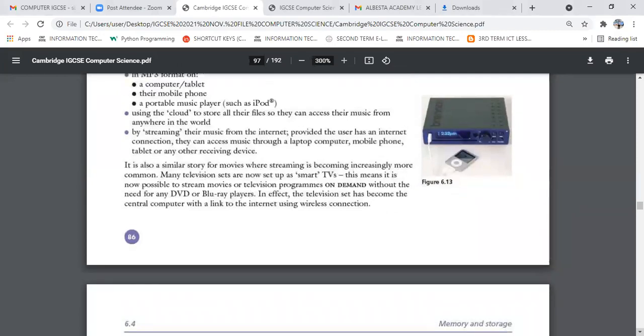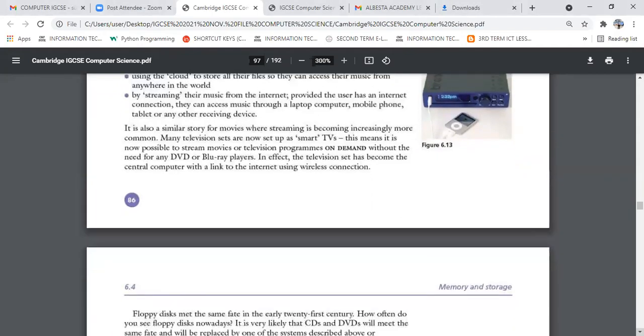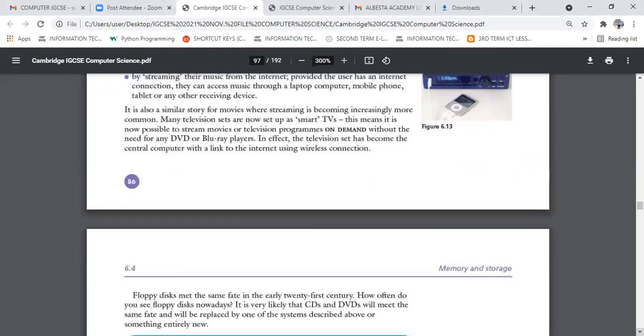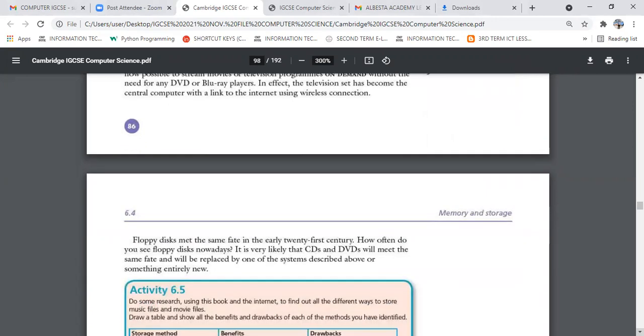It is a similar story for movies, where streaming is becoming increasingly common. Many television sets are now set up as smart TVs. This means it is now possible to stream movies or television programs on demand without the need for any DVD or Blu-ray players. In effect, the television set has become the central computer with a link to the internet using a wireless connection, with the aid of your smart TV.